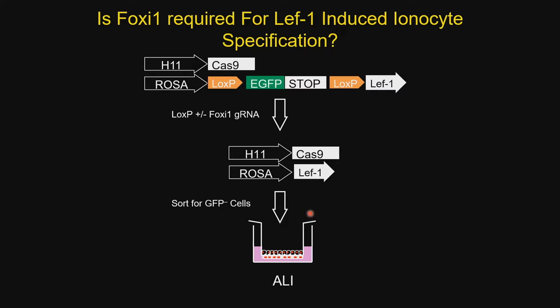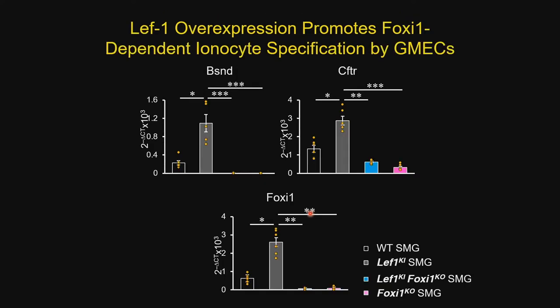To make sure that we knocked out ionocytes, after differentiation, we went ahead and measured the levels of ionocyte markers using qPCR. With qPCR, we see, yes, there is a significant increase in these three markers, CFTR, BSND, and FOXI1 after overexpression of LEF1. But interestingly, FOXI1 knockout took all of these down.